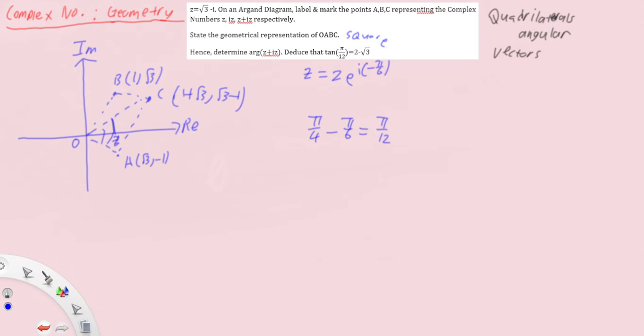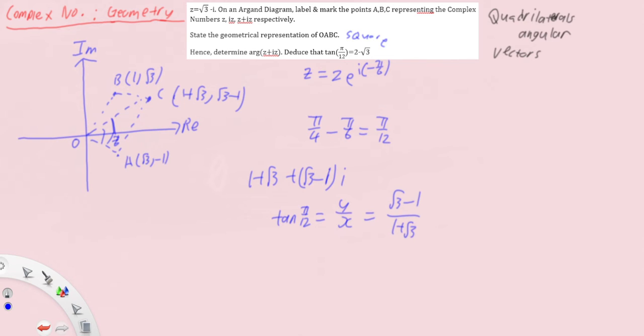Hence deduce that tan pi over 12 equals 2 minus root 3. Now we have the complex number of C, 1 plus root 3 plus root 3 minus 1 i. And we know that the argument of z plus iz is pi over 12. So we know that tan pi over 12, very back to the basics, is y over x, root 3 minus 1 over 1 plus root 3.